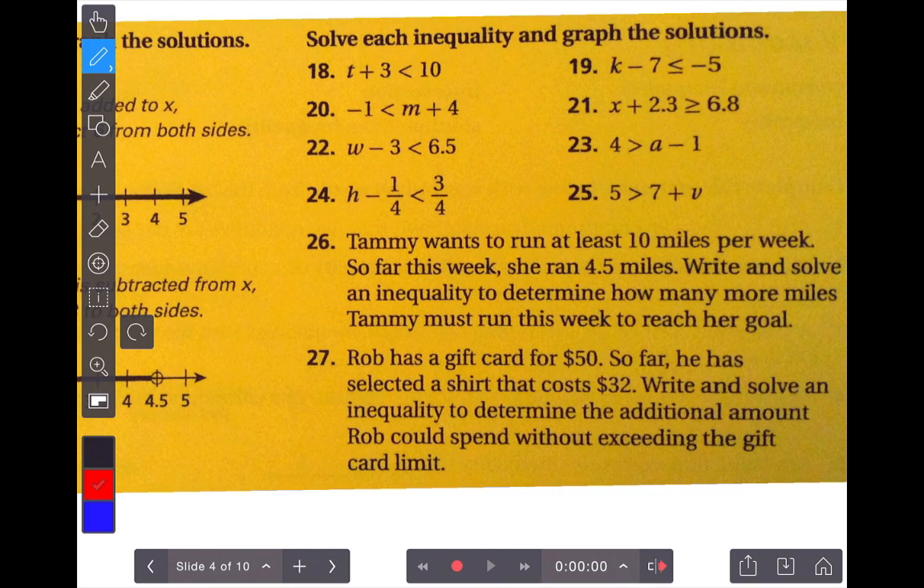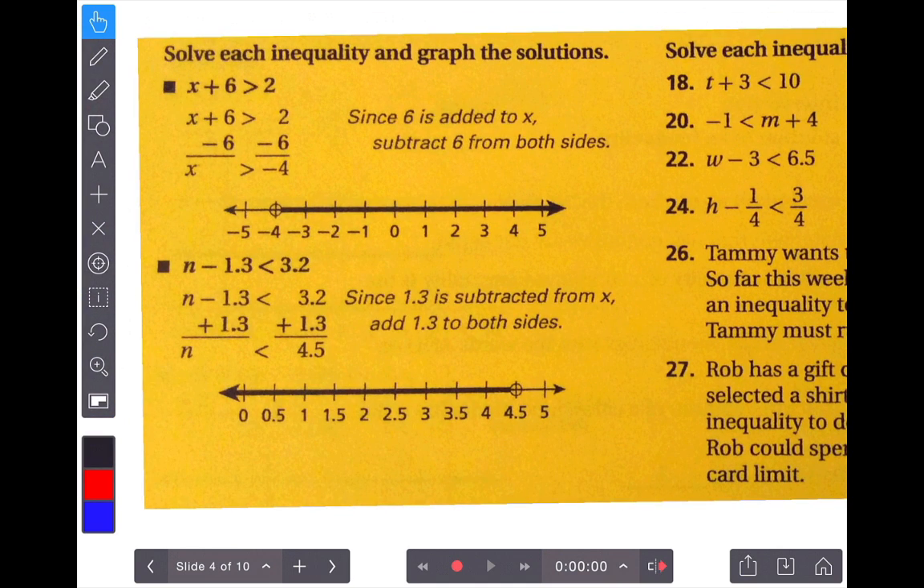All right, so now let's take a look at these examples. Now these examples right here, it's basically the same thing. Notice the opposite was to subtract 6 on both sides. And like I've told you, this is like a river. You go to the other side of the inequality sign. And 2 minus 6 is a -4.